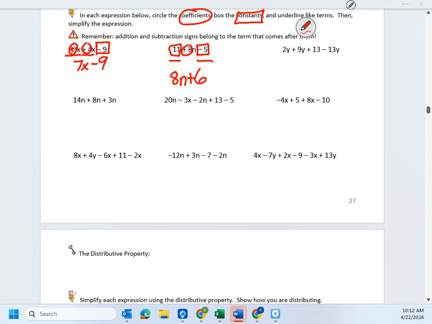Let's look at one more. What are my coefficients? Laurel? 2, 9, negative 13. Positive 2, positive 9, negative 13. What are my constants? Clara? 13. Positive 13. Keep that operation with the number. Okay.